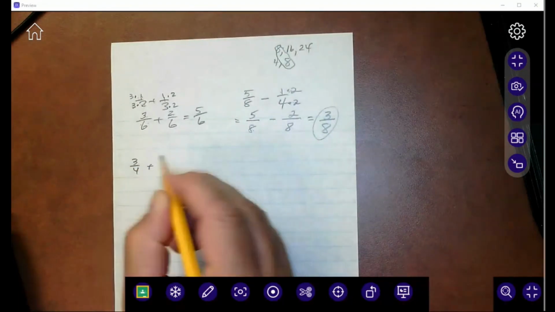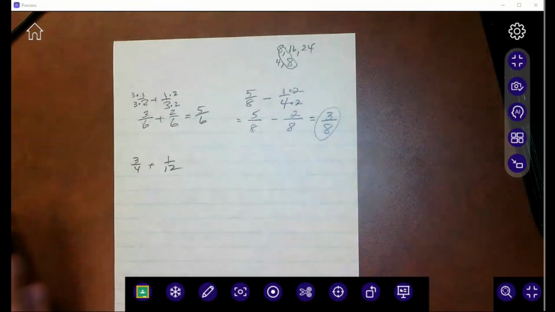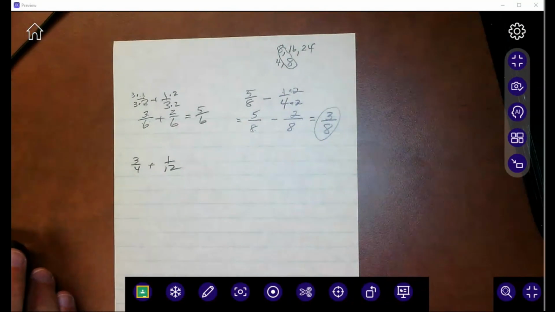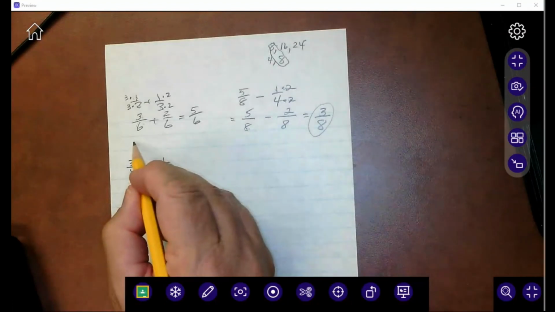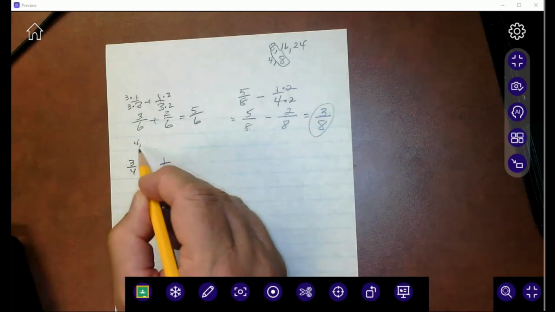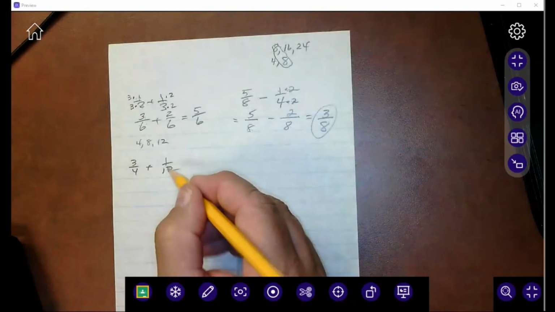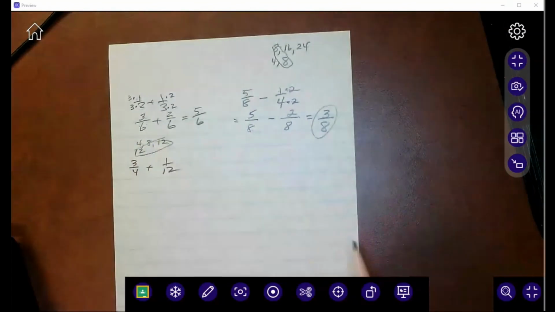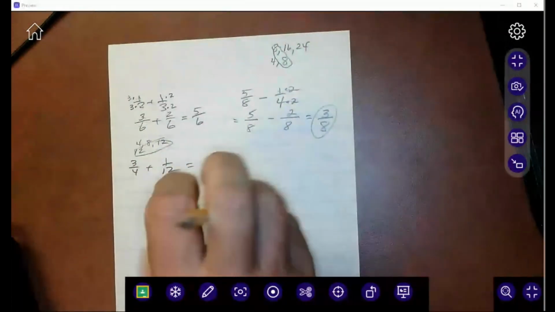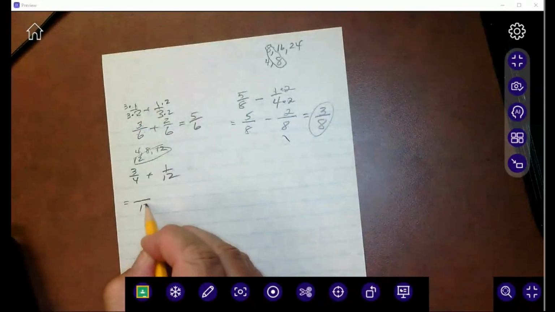Okay, let's go down to the next one. 3/4 plus 1/12. Okay, so our multiples of 4. 4 times 1 is 4. 4 times 2 is 8. 4 times 3 is 12. Well, I can see I'm going to have a match there because 12 times 1 is 12. So our common denominator, I'll do it underneath, our common denominator is 12.